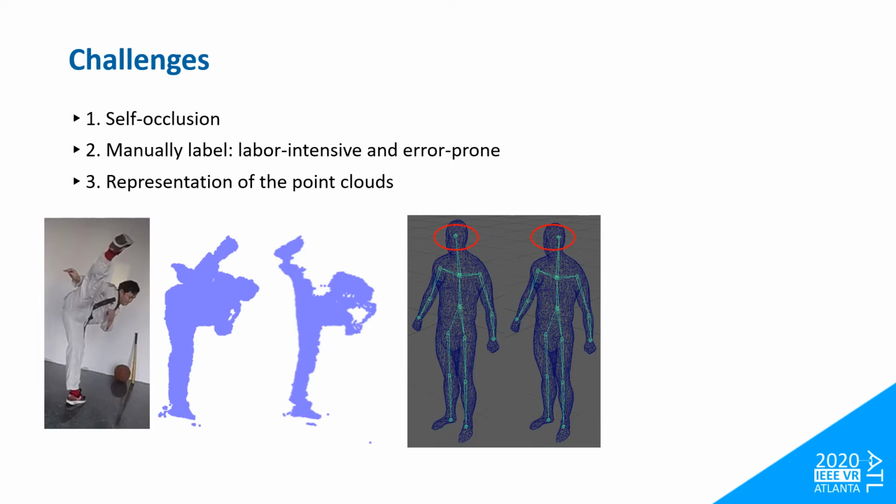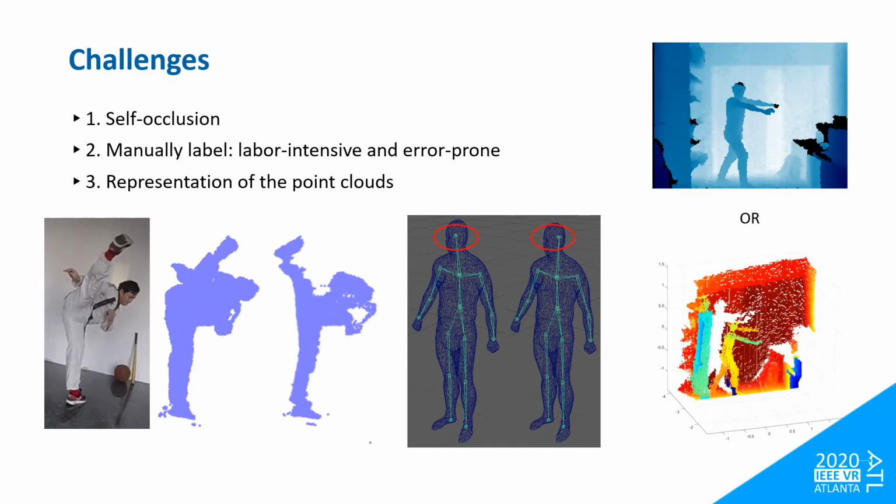The third problem is data representation. Some methods project 3D point clouds to 2D depth maps and use 2D convolutional neural networks, which could lose the 3D context of the point clouds. Several methods adopt 3D volume or point cloud representation. However, the network may have more parameters or lose some local information.